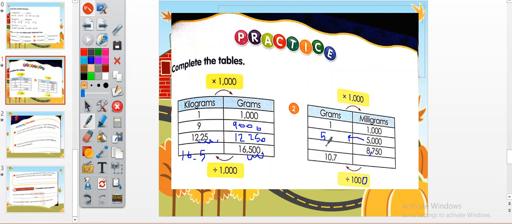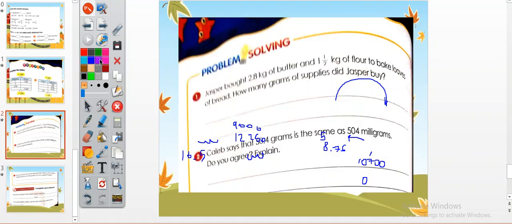You have to divide by 1000, so this is 5. Dividing this by 1000 gives you 8.75. Then here what you should do is multiply it by 1000 to get 10,700. Then finally go to the next page.